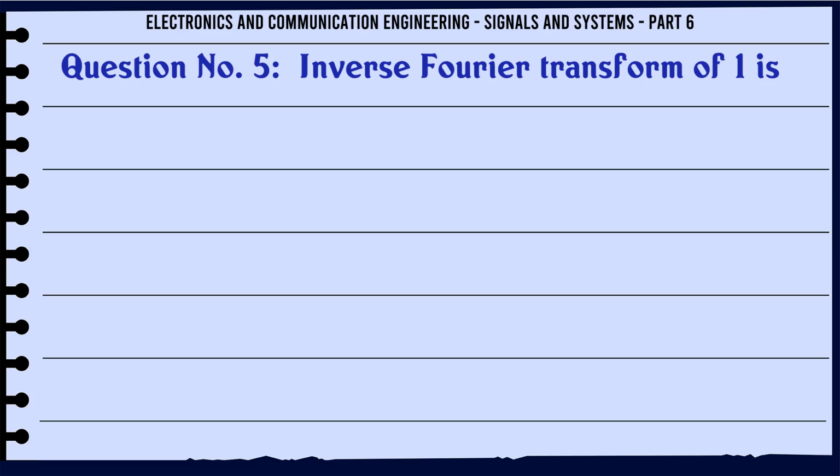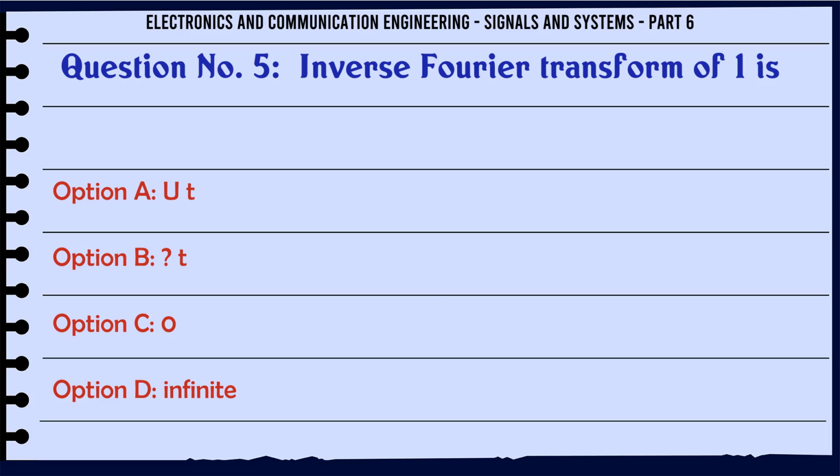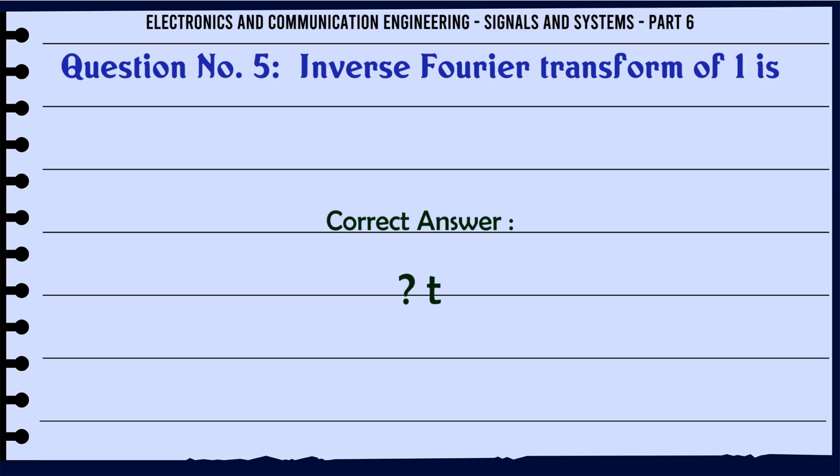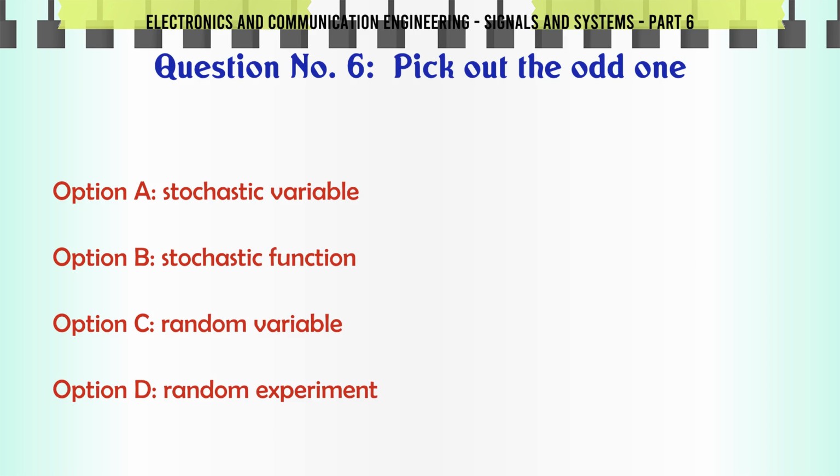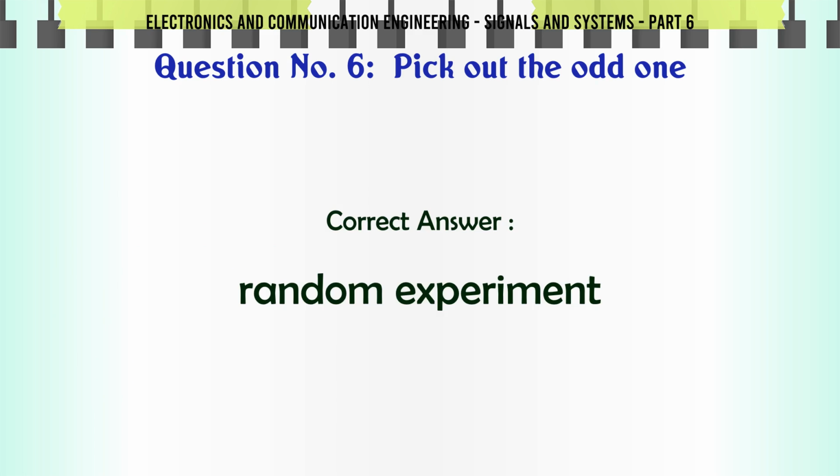Inverse Fourier transform of 1 is: A. u(t), B. δ(t), C. 0, D. infinite. The correct answer is δ(t). Pick out the odd one. A. Stochastic variable, B. Stochastic function, C. Random variable, D. Random experiment. The correct answer is random experiment.